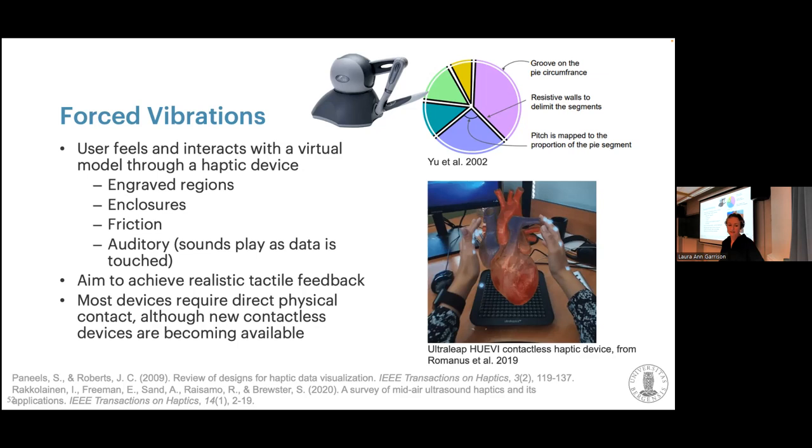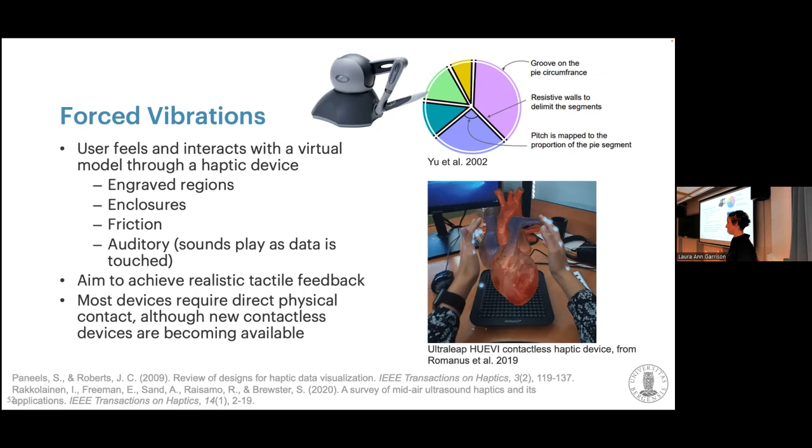And auditory channels are often used with haptic devices. So for example, in this pie chart here in the upper right, what they're using is a groove to keep people inside the pie chart. And there's resistive walls that delimit the segments of the pie chart. And then each segment of the pie chart has a unique pitch assigned to it. So someone who's interacting with this can see and understand what segments they're in as they explore it.